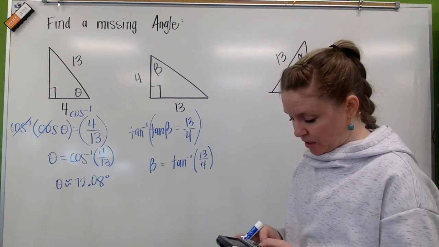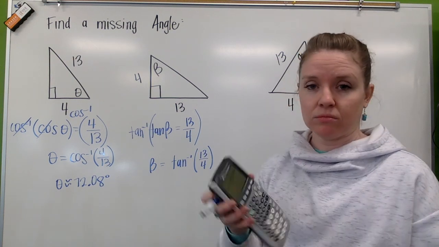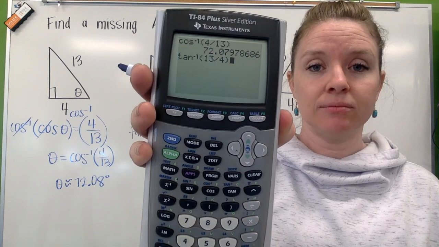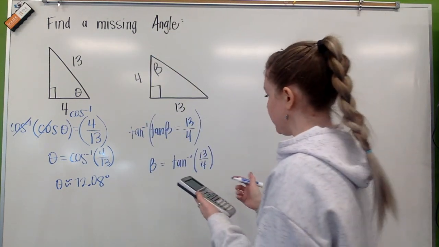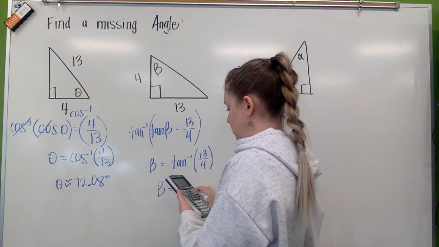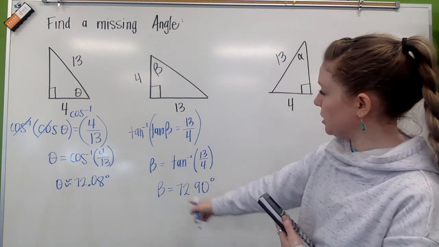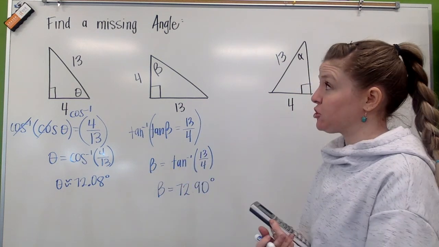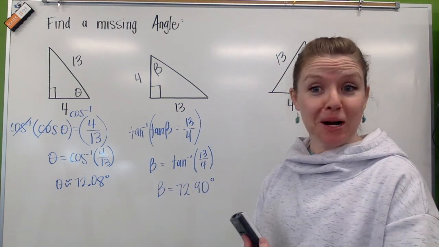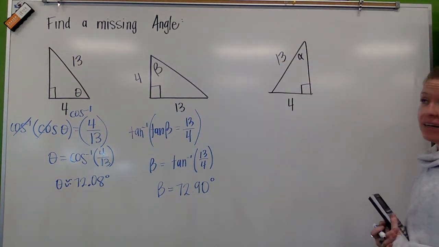So in my calculator, I'm going to hit second tangent, 13 divided by 4. So again, this is what we're looking at. And I'm going to hit enter. And I'm going to see that beta is about 72.90. Those are pretty close angles. Very different triangles, but pretty close angles, right? Crazy.